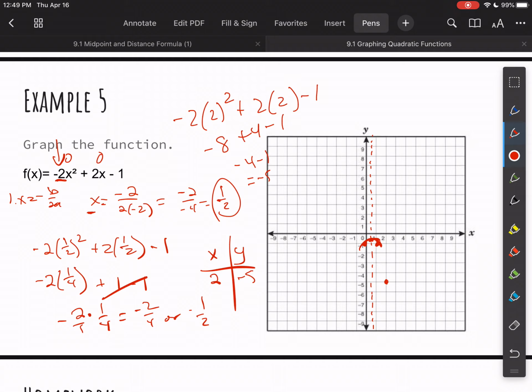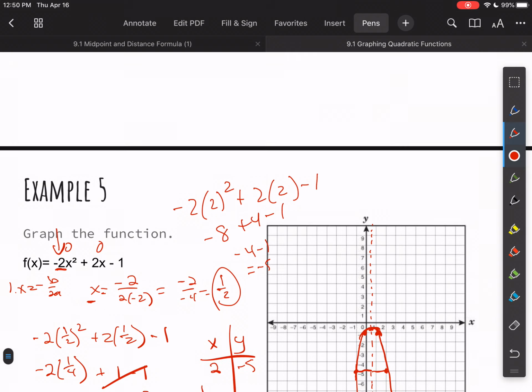And notice, since this is symmetrical across this dotted line here, I can also, without doing any math, create a point over here that's the same distance away from that symmetry line. Once I have a couple of those, I'm good to go, and we're done.